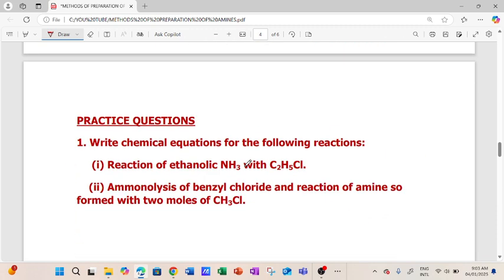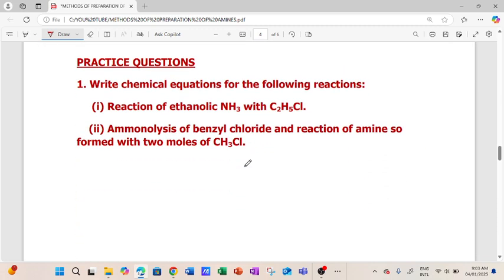Let's do 2-3 questions more. Write the chemical reactions of the following. See, C2H5Cl is treated with ethanolic ammonia, which is ammonolysis. So you take C2H5Cl and add ammonia. When you add ammonia, the Cl is replaced by amine, C2H5NH2. So this is another type of question which comes under this topic.